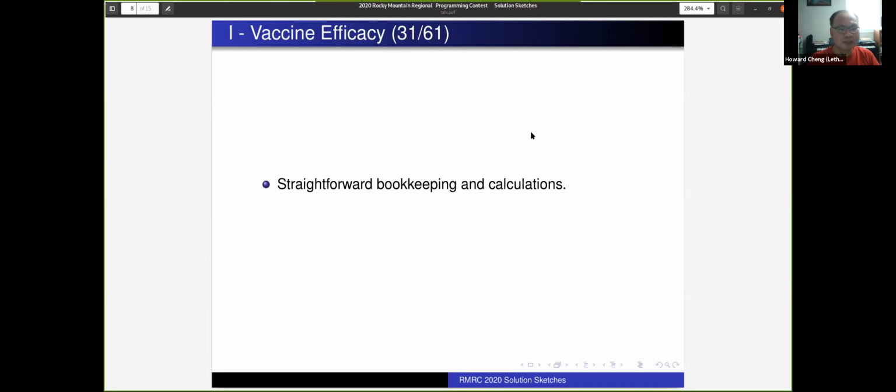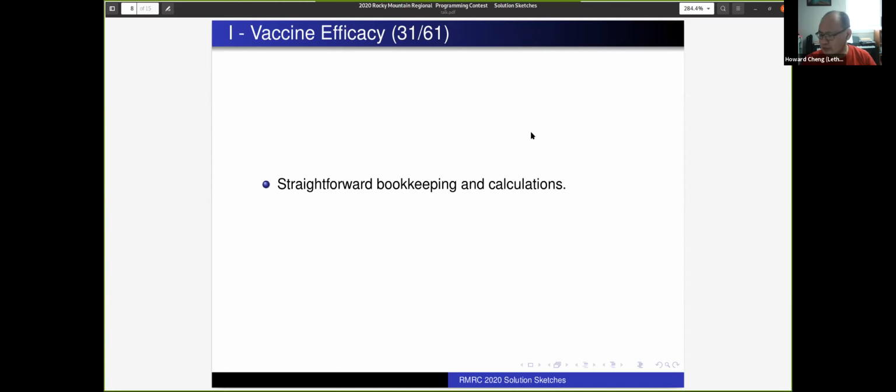Okay, the next one. I didn't write anything on my slide because I don't know if there was much to say. It was a bookkeeping exercise. You have to keep track of how many people in each group got infected and how many people in each group didn't get infected, and do a relatively simple computation. Is there anything that anybody wants to say about this problem?